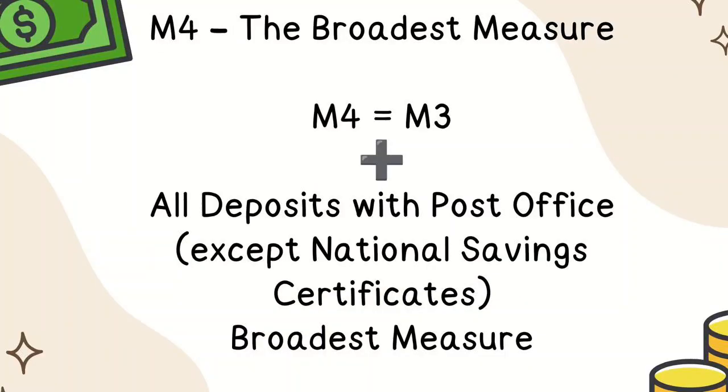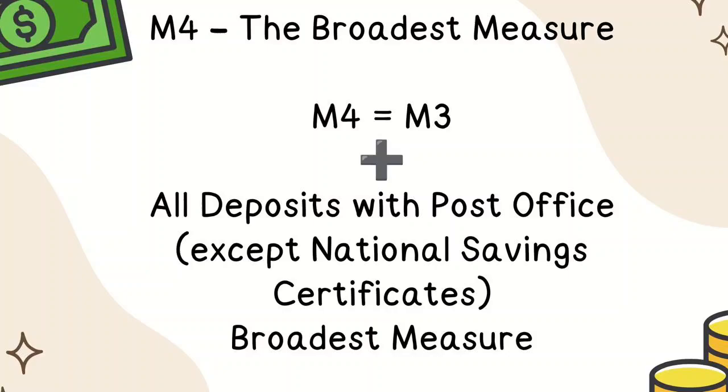Finally, we reach the largest measure of money supply, M4. By now, you already know the pattern. Each new measure takes the previous one and adds something extra. So M4 begins with M3. Then it adds all deposits with the post office except National Savings Certificates, NSC. Why are NSCs excluded? At the CBSE class 12 level, you only need to remember the exception. You are not expected to study the detailed policy reasons. The point is, M4 includes the widest range of deposits among all 4 measures.